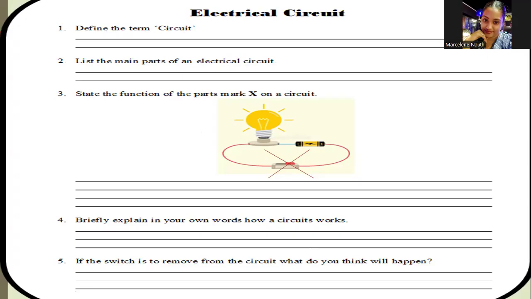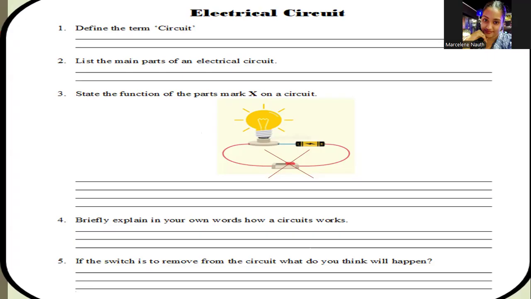Good. So, let me hear. I won't ask you to tell me back what are these things, but I'm going to ask you to say what you would have learned. Let me hear from Kylie. What did you learn today? Very good, very good. So Kylie is saying that she would have learned about circuit and that the parts of a circuit are the bulb, the battery, the switch, and the wires.